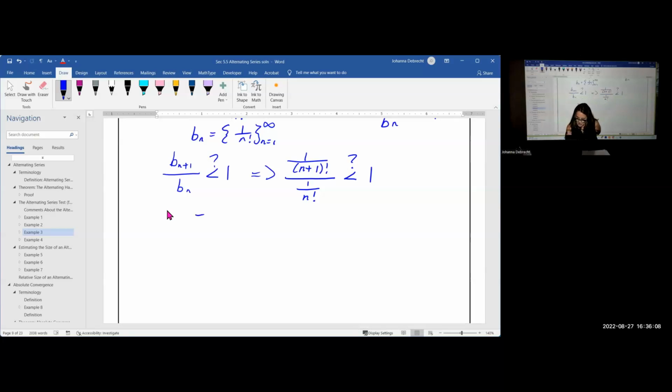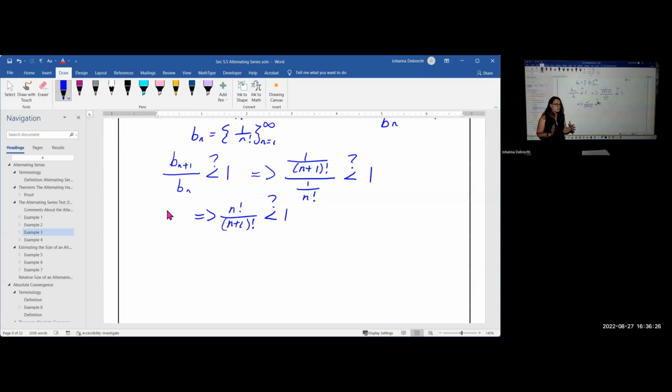So this then tells me that I have n factorial divided by n plus 1 factorial. And I'm trying to establish, is that less than 1? Now, I can proceed a couple of different ways from here.